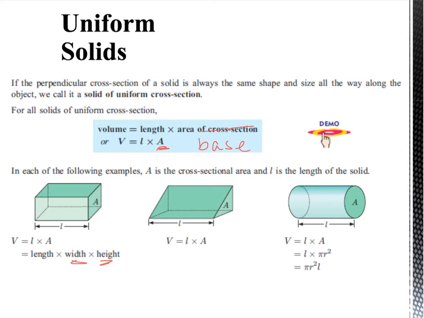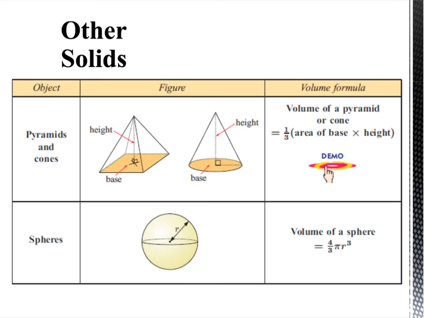The volume here would be the length of our triangular prism times the area of the base, which is that triangle. So we would find the area of that triangle, multiply it by the length. The volume of a cylinder, we're going to take the length or the height of the cylinder, and multiply that by the area of the base, which is the circle. So we find the area of a circle, which is pi r squared, and we multiply that times length.